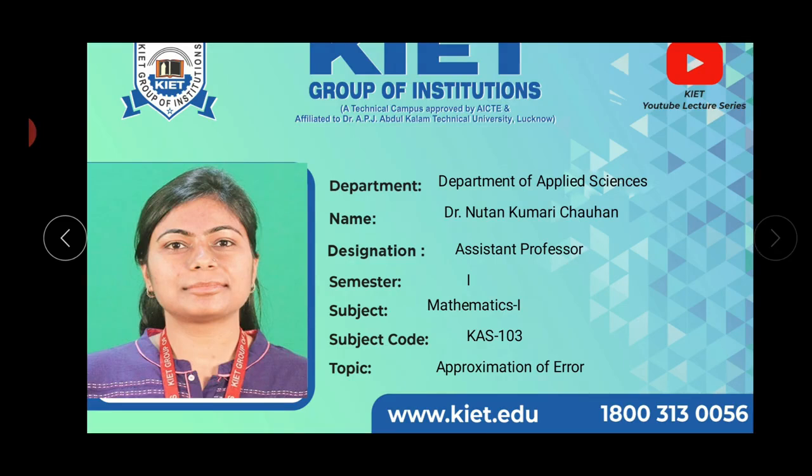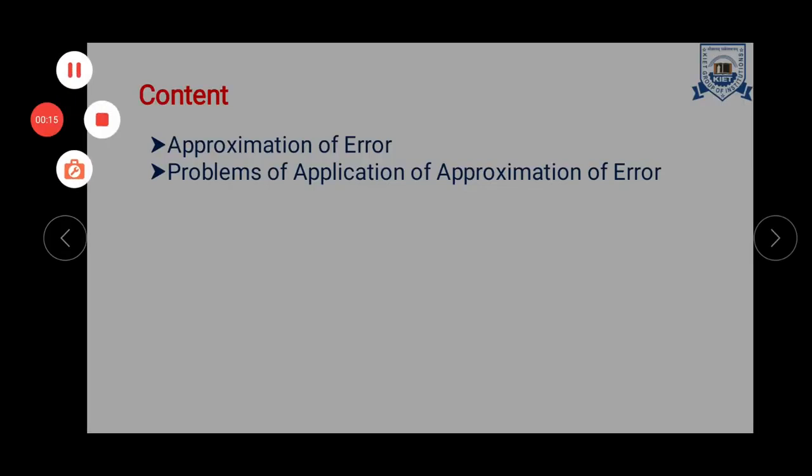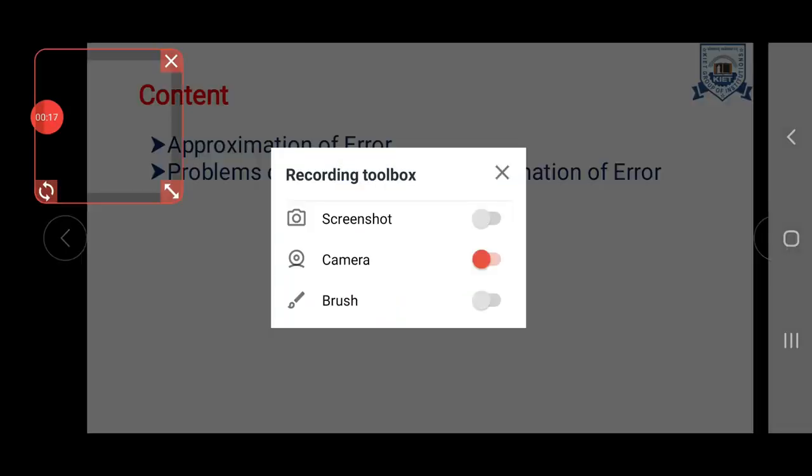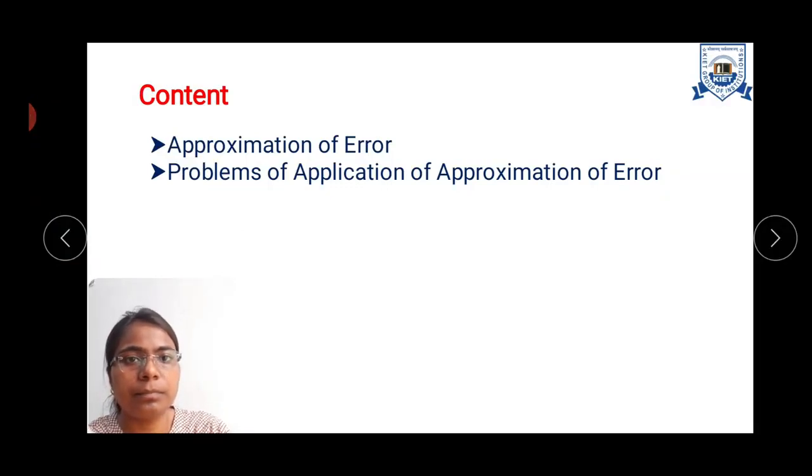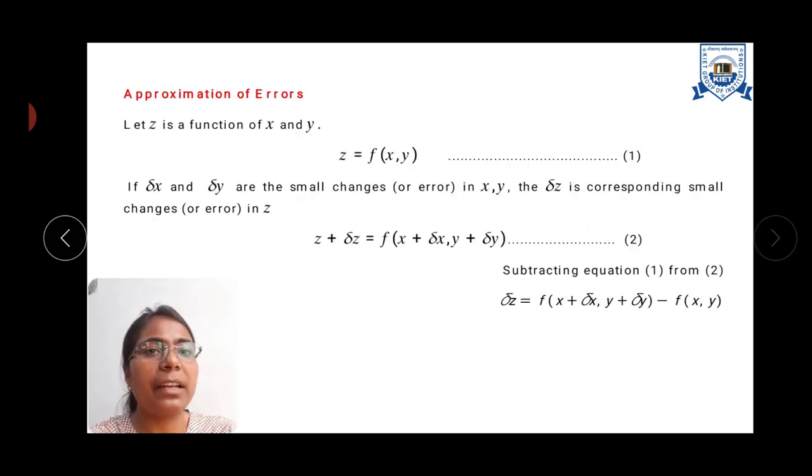Today we will discuss the topic approximation of error. The content of our today's topic is approximation of error, and next we will discuss the problems on application of approximation of error. So what is the approximation of error?